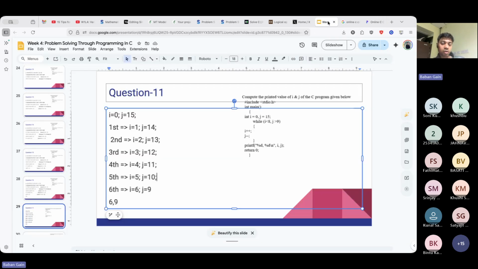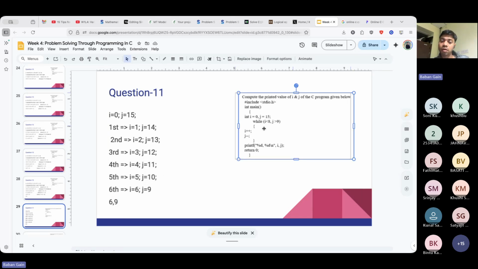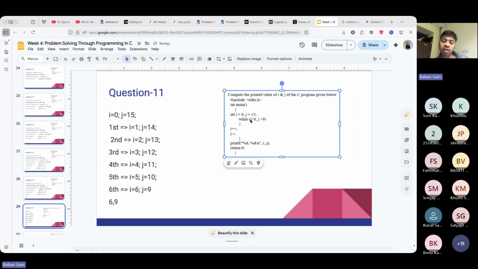So again, let me go back to this question. The answer is 6, 9. But the point is that i less than 8 has no significance here. Even if it is anything else, it doesn't matter if it is true or false, the answer will be the same. Only j greater than 9 is the deciding factor here. Okay.